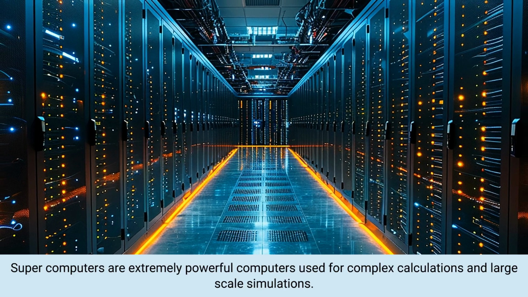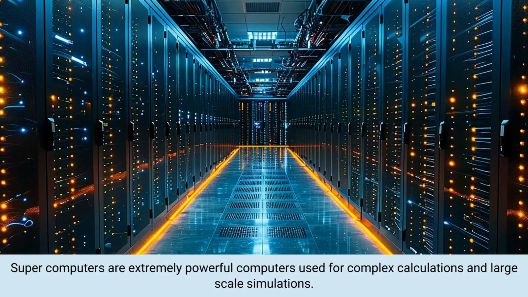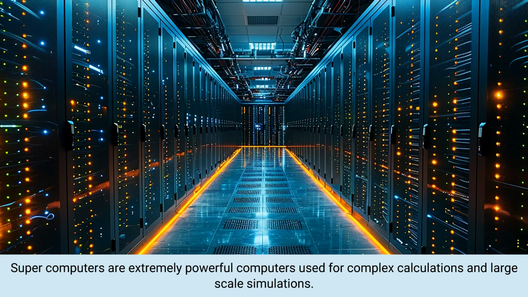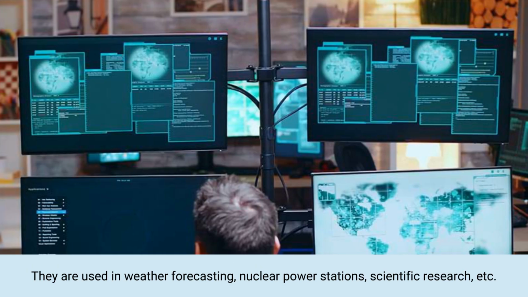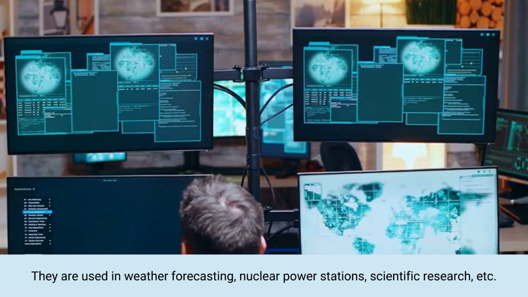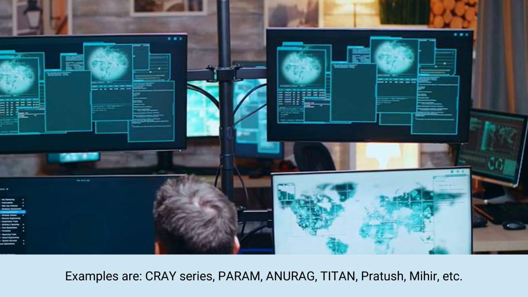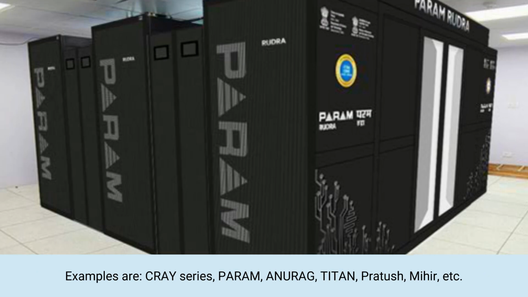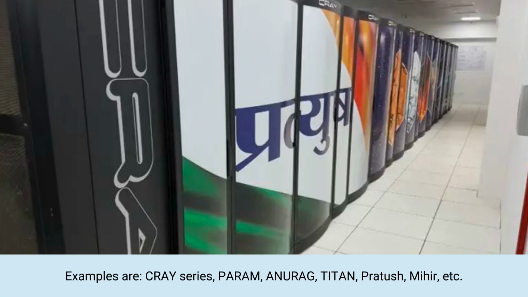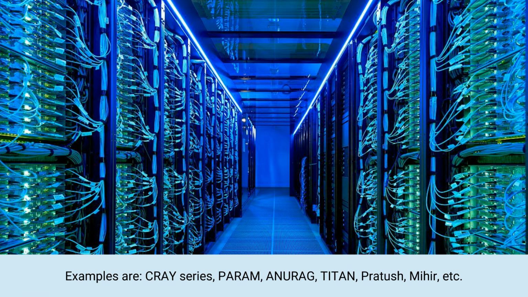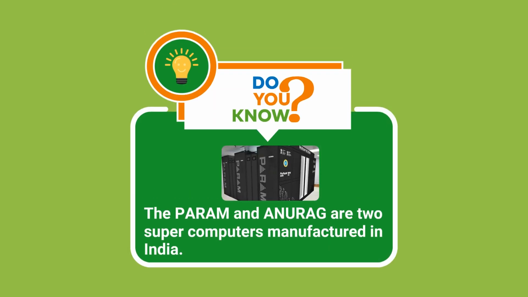Supercomputers. Supercomputers are extremely powerful computers used for complex calculations and large-scale simulations. They are used in weather forecasting, nuclear power stations, scientific research, etc. Examples are Cray series, Param, Anurag, Titan, Pratyush, Mihir, etc. Do you know? The Param and Anurag are two supercomputers manufactured in India.